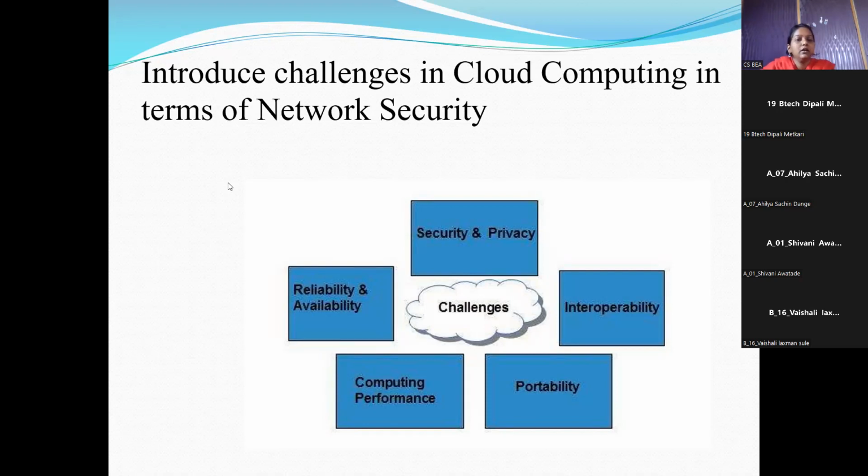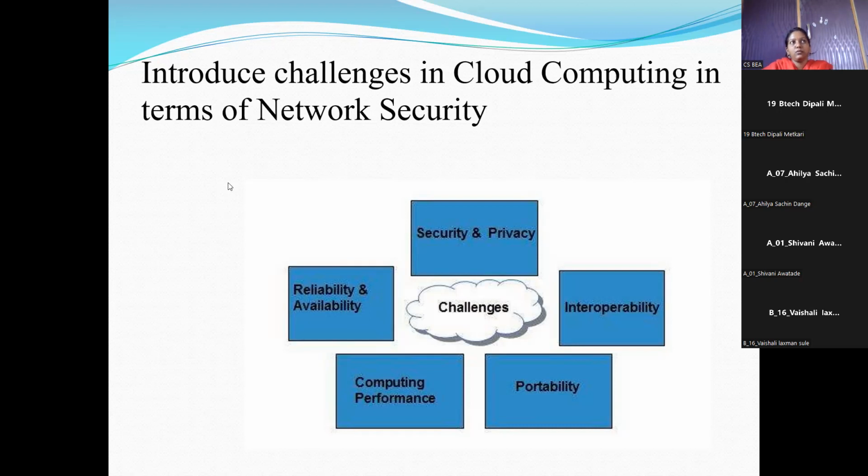Then next is the computing performance. Data intensive applications on the cloud require high network bandwidth, which results in high cost. Low bandwidth does not meet the desired computing performance of cloud applications.